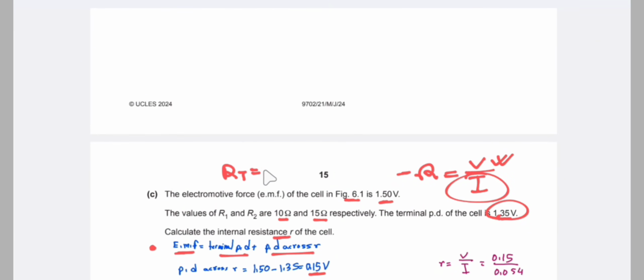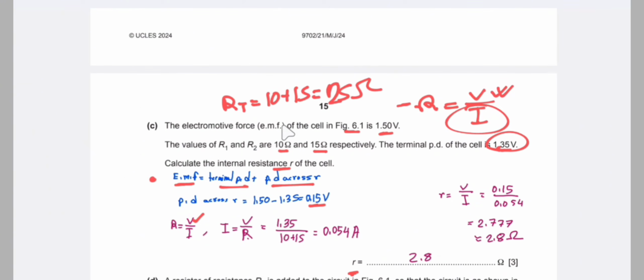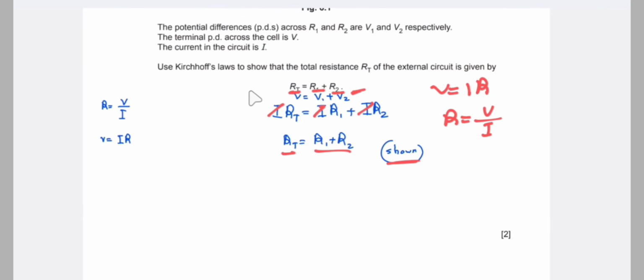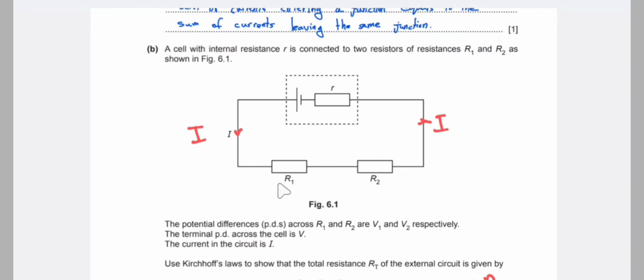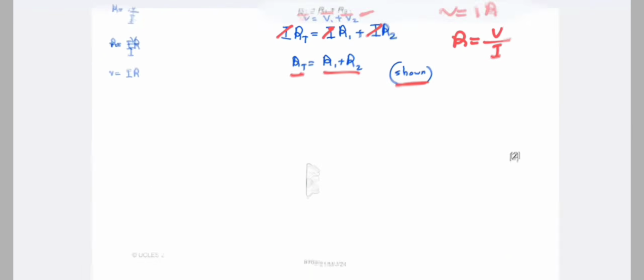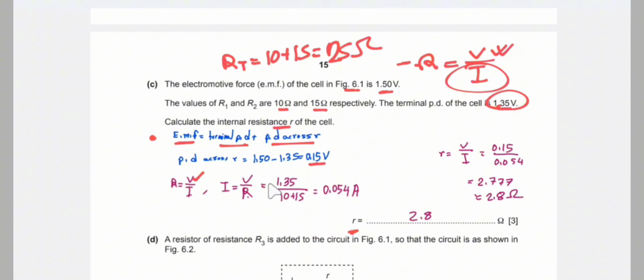R total is equal to R1, that is 10, plus R2, that is 15. So the total resistance of the whole circuit is 25 ohm. So we know the value of total resistance across the terminals.